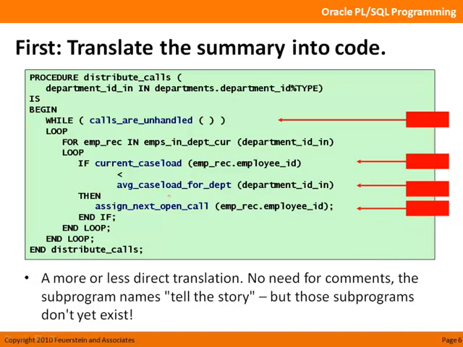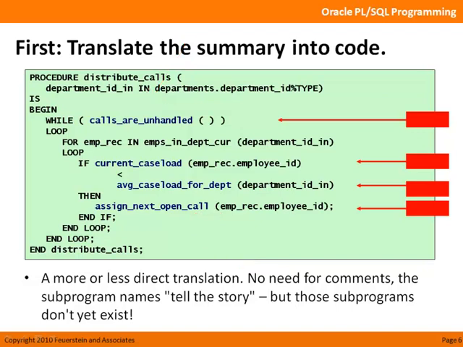Now, do I know what it takes to determine if a call is unhandled? Not yet. I can read those 5 or 10 pages of documentation, but you know what? I don't even want to get into it yet. What I'm simply going to do is put a placeholder in my code saying, Stephen, you need to figure out how to determine if a call is unhandled. Stephen, you need to assign the next open call. And I just put off the details till later.